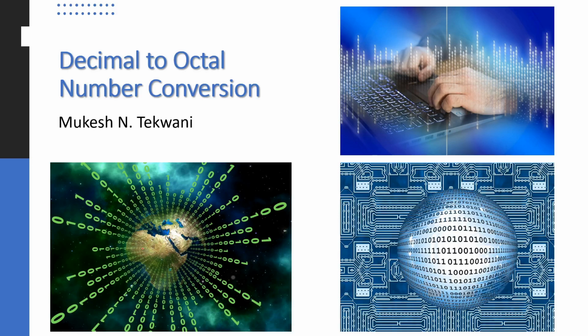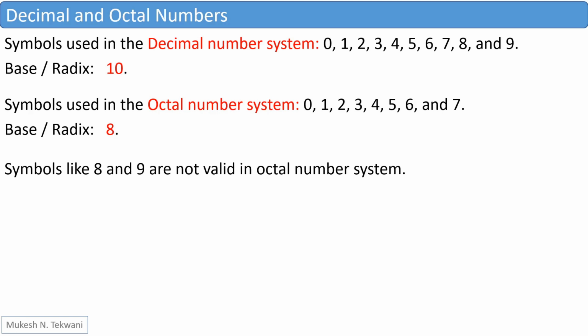This is a lecture on decimal to octal number conversion. Now, the decimal number system uses 10 symbols: 0, 1, 2, 3 up to 9. And since there are 10 symbols, we say that the base or radix of the system is 10.